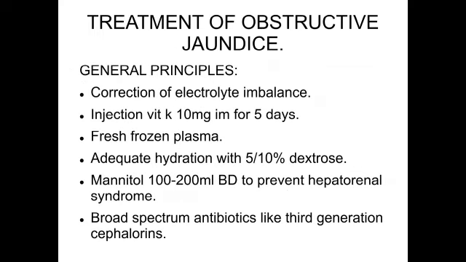Coming to treatment of obstructive jaundice. So general principles of treatment are correction of electrolyte imbalance, injection of vitamin K 10 mg IM for 5 days, fresh frozen plasma 5 to 6 units may be required, adequate hydration with 5 to 10% dextrose, mannitol 100 to 200 ml BD to prevent hepatorenal syndrome, broad spectrum antibiotics like third generation cephalosporins are given.